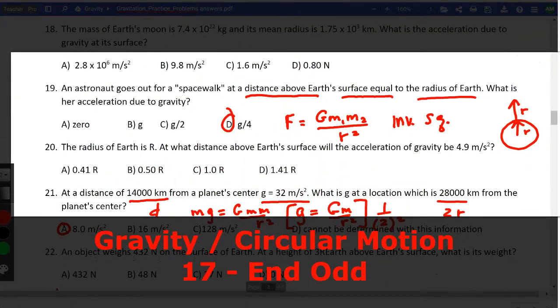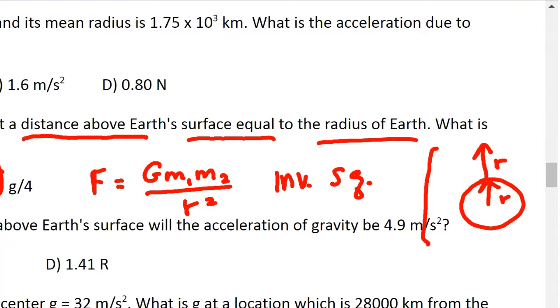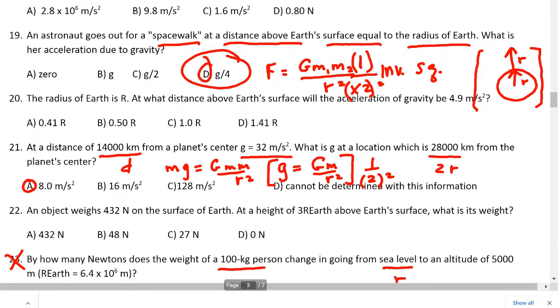An astronaut has a spacewalk, a distance r above the Earth's surface. So let's take a look at this picture. Again, here's another time where they say the r is a distance above the Earth's surface. So we're going from a distance of r on the Earth to 2r. We're doubling the distance. Double gets squared. There's no change on the top, so this is an inverse square relationship, so it's g over 4. When this doesn't change, we'll call it a 1. Nothing here changes, so it's 1 over 4.